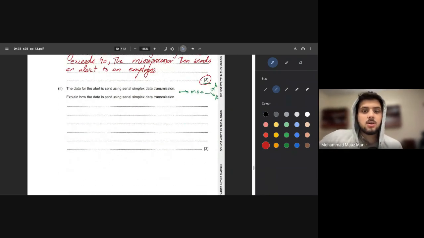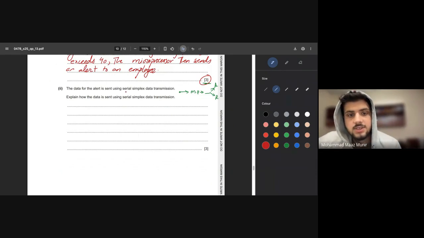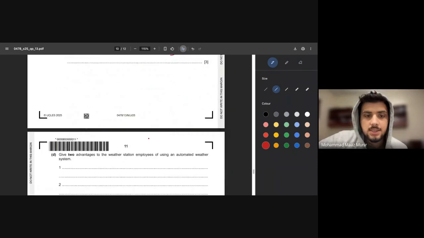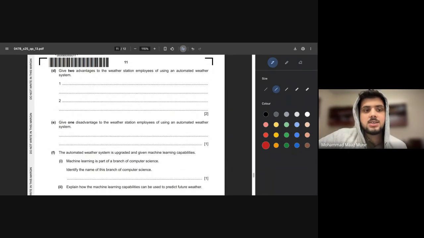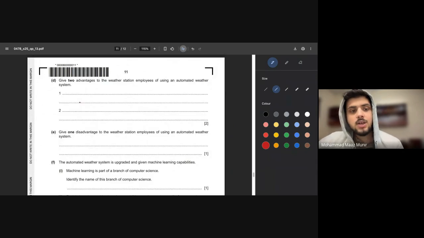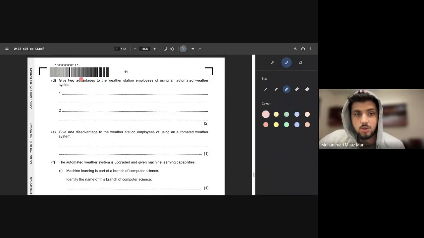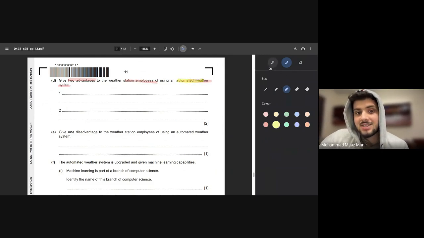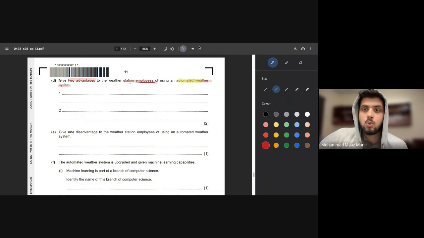Part 2 says that it is making use of serial simplex. This is chapter number 2, so we will not be doing this. And then part D says, this was C, right? So part D now says that you need to give 2 advantages to the weather station employees of using an automated weather system. So it's not what's the benefit to the environment or something. It's clearly mentioned that you have to give it to the employees. So what benefit does the employee get?